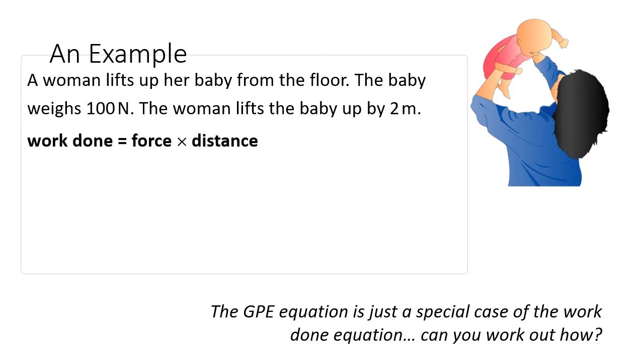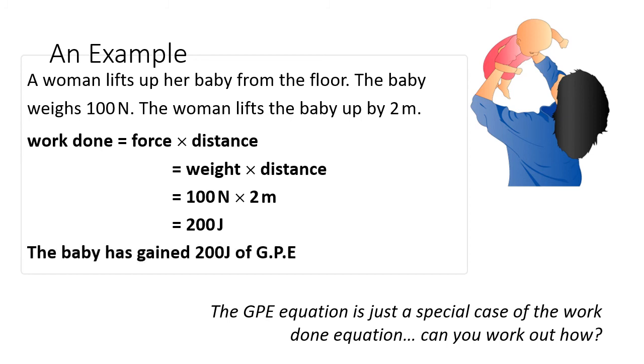First of all, I will write down the equation for work done, which equals force times distance. Force and weight are the same thing, as we know, since both have the same unit, Newton. So 100 Newton is our force and 2 meters is the distance covered. So the total work done is 200 joules.